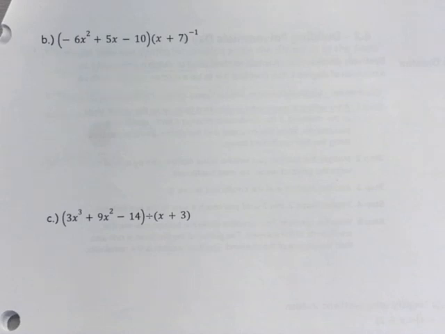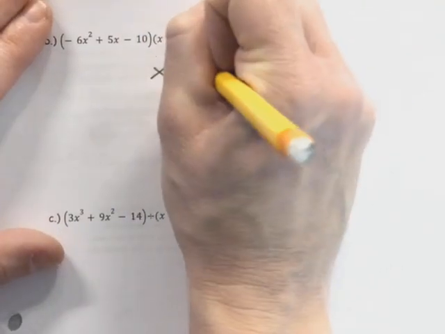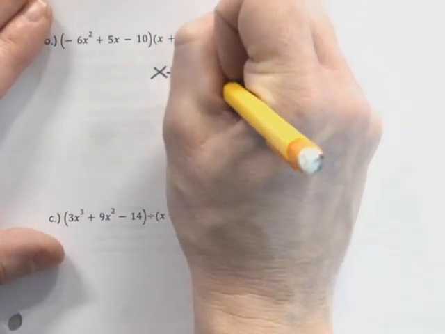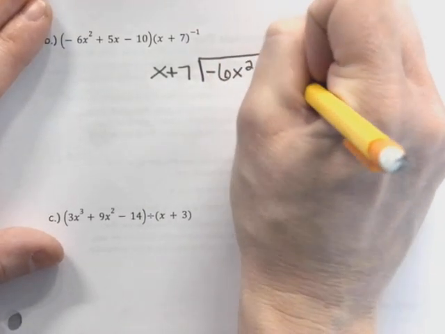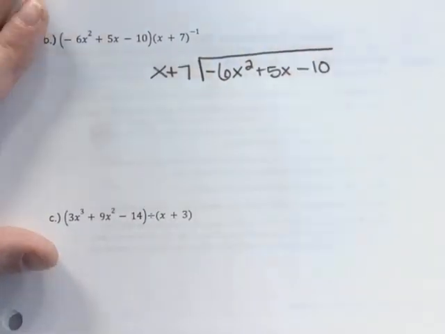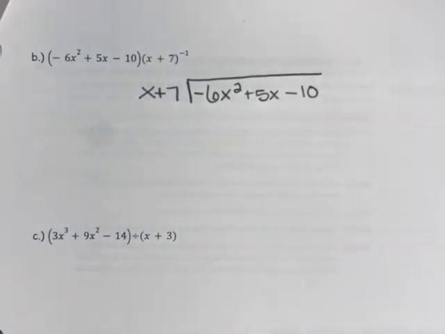If it's in the denominator, that means it's getting divided in. So x plus 7 is getting divided into negative 6x squared plus 5x minus 10. And yes, we're going to come across problems that have a remainder. We haven't yet, but we're headed in that direction, okay? So that's how you're going to set this one up for starters.